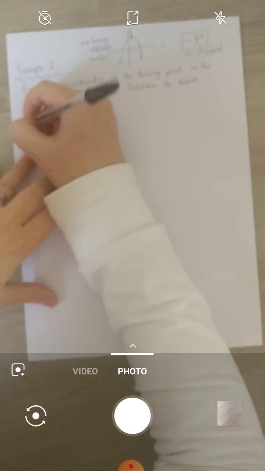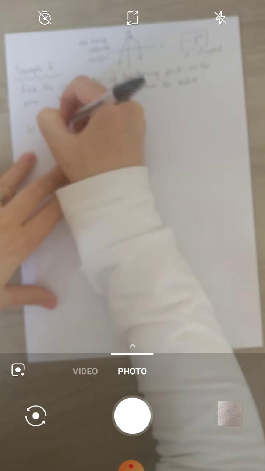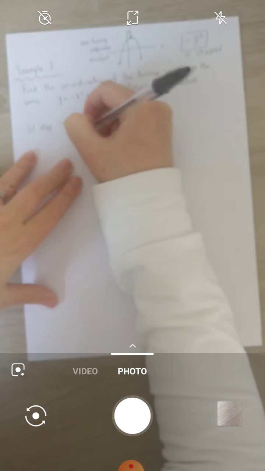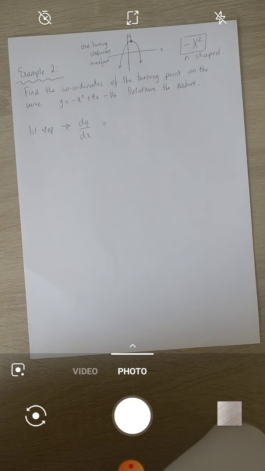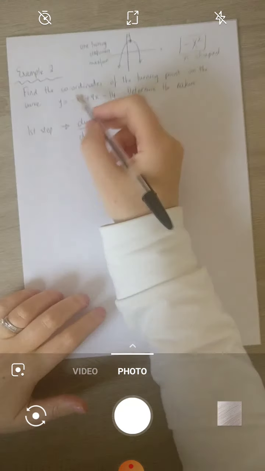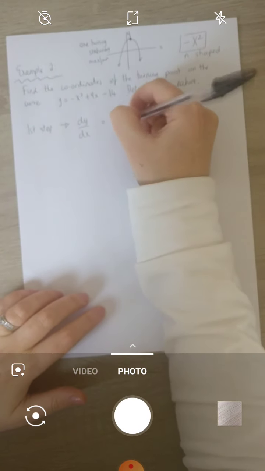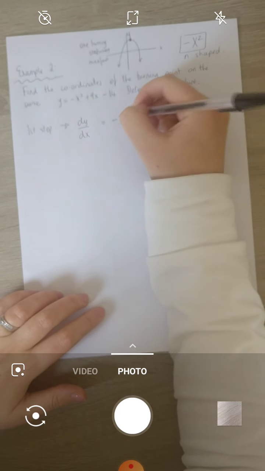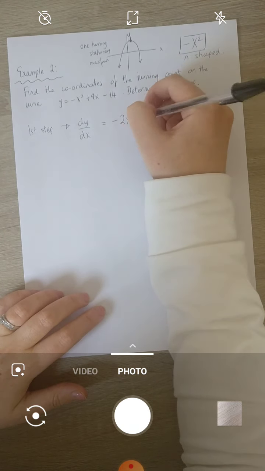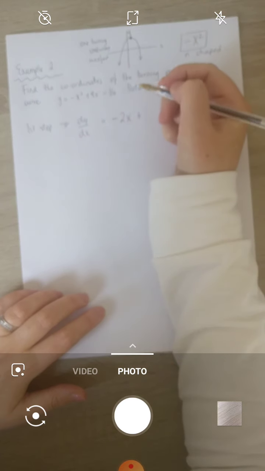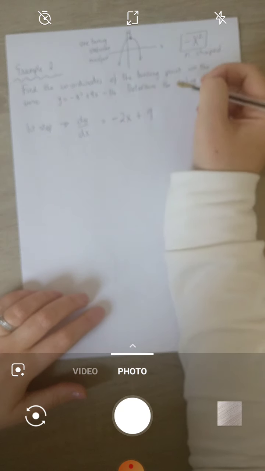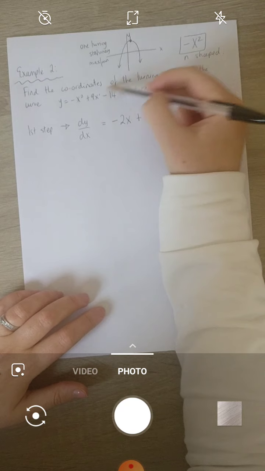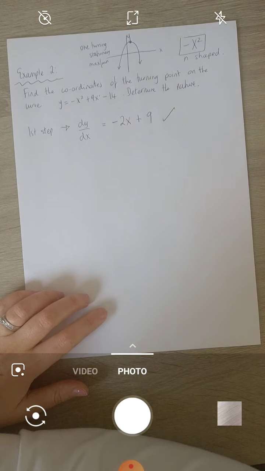So our first step is always going to be to differentiate. Because the function is y equals minus x squared plus 9x minus 14, we're going to find dy/dx. So the 2 is going to be multiplied, so minus 2x, and remember reducing the power by 1, so it's minus 2x to the power of 1, plus 9. Remember that 9x becomes 9 times x to the power of 0, which is just 9, and this doesn't have an x, so our final answer to the first step is minus 2x plus 9.